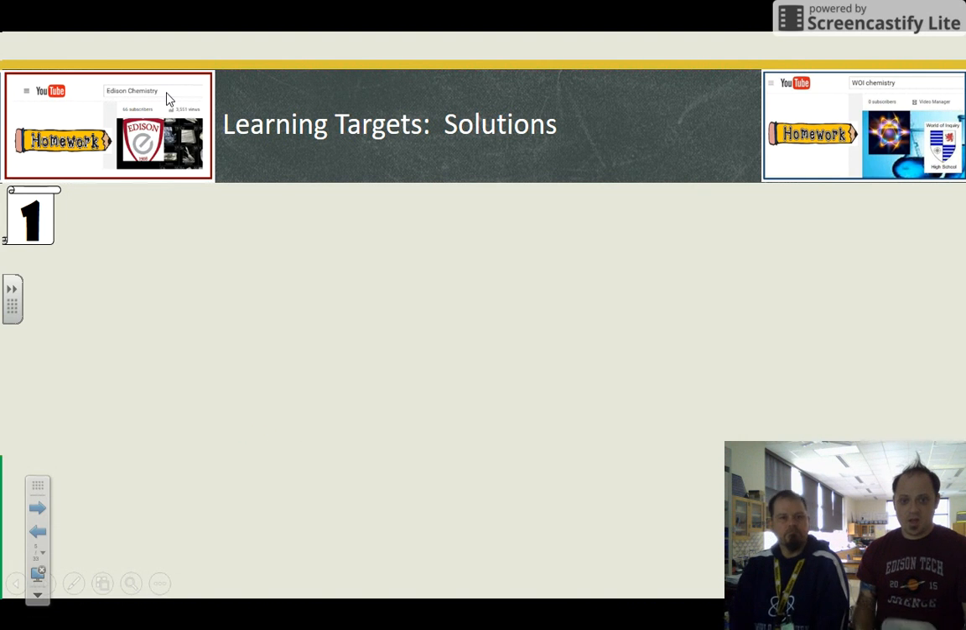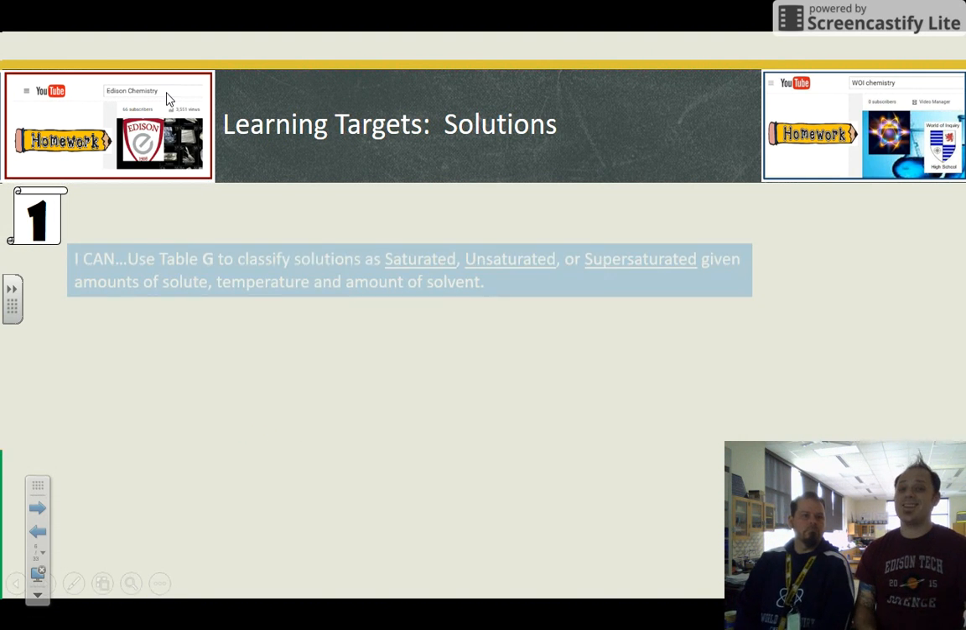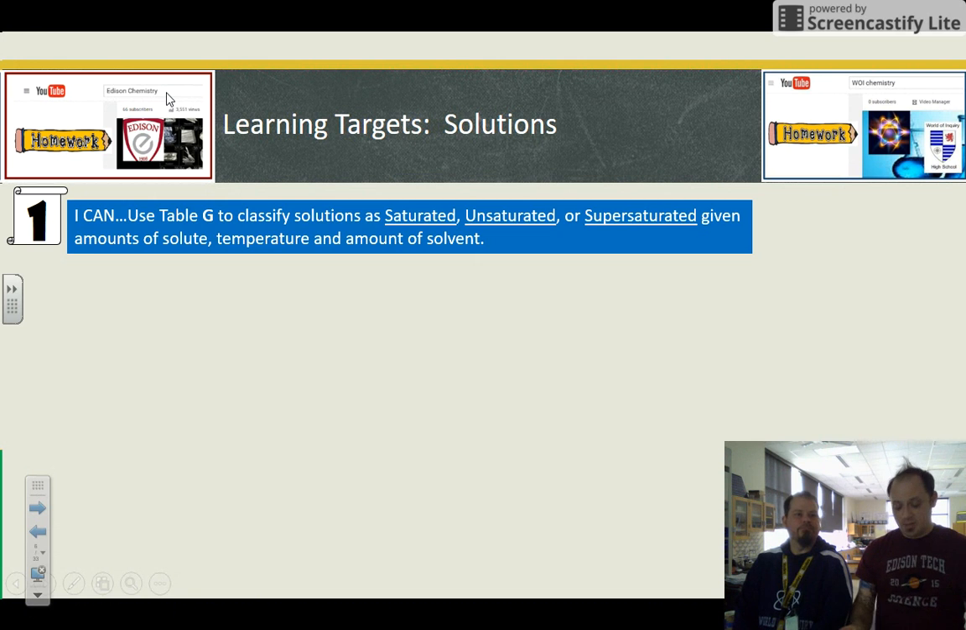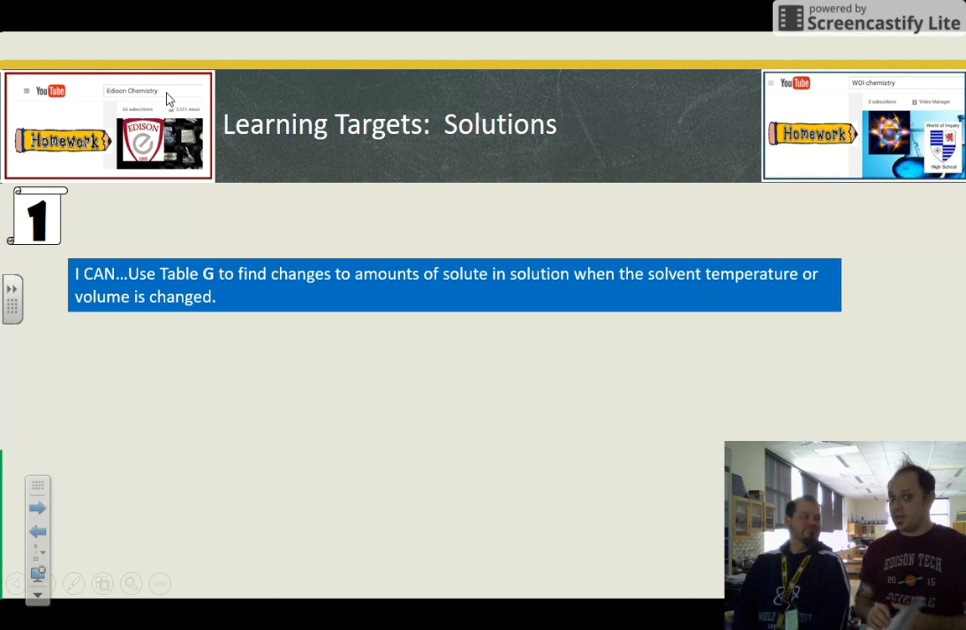Got stuff. What else we got here? We've got lots of I cans for this unit. Use Table G to classify solutions as saturated, unsaturated, or supersaturated, given amounts and temperatures. When you guys see supersaturated solutions, they're mad wavy. You're going to love them. Use Table G to find changes in the amounts.